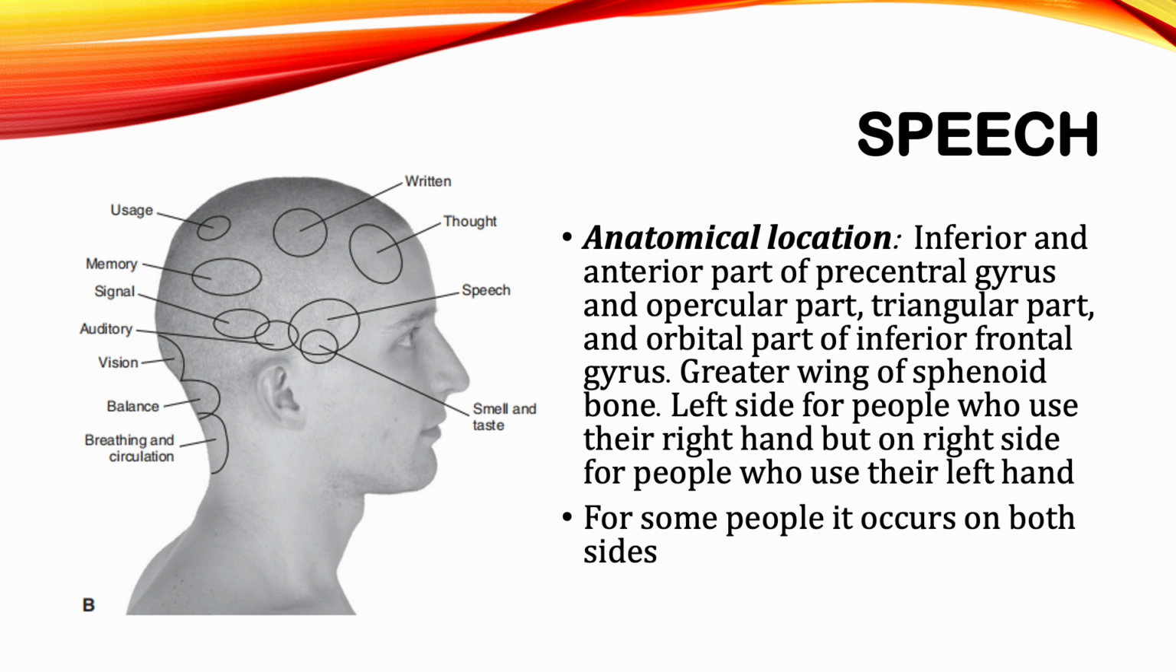The speech area. Anatomical location: it is located on the inferior and anterior part of the precentral gyrus and the opercular part, triangular part, and orbital part of the inferior frontal gyrus. It can be found at the greater wing of the sphenoid bone. It occurs on the left side for people who use their right hand, but on the right side for people who use their left hand. For some people, it occurs on both sides.